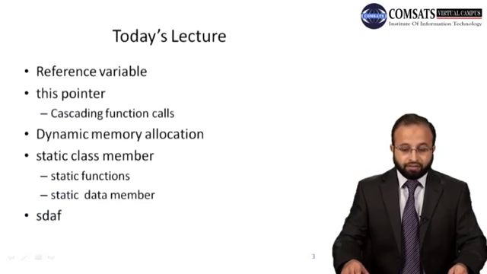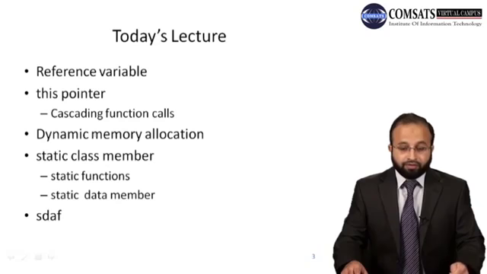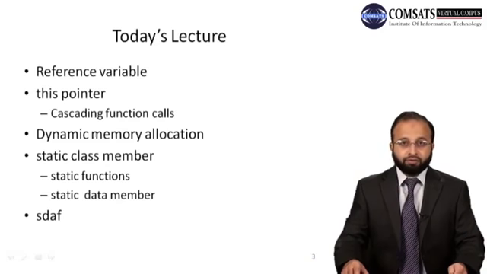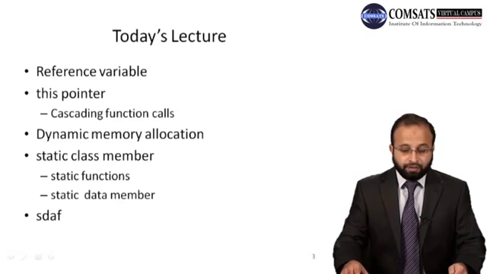In today's lecture we will see a reference variable, a simple example. Then I will tell you why we pass the object reference and why we make it constant, and then we'll see a little bit more about the this pointer, and using the this pointer we can make cascading function calls. That is, we write just one statement and call multiple functions using that statement. Then dynamic memory allocation, then static class members.